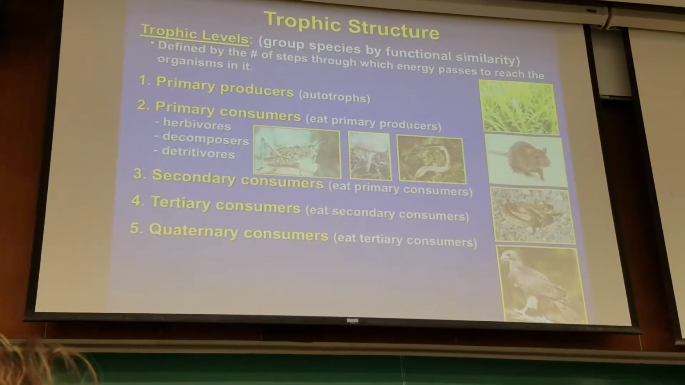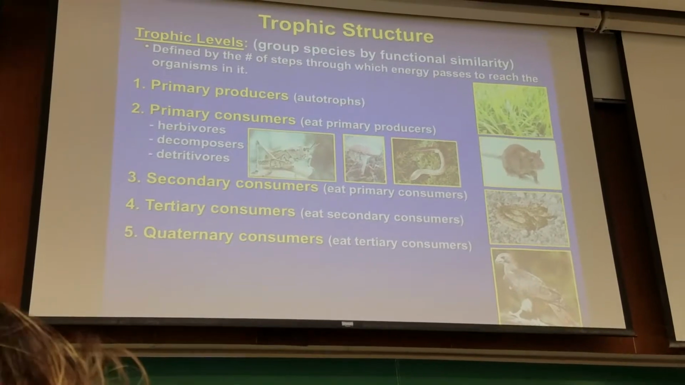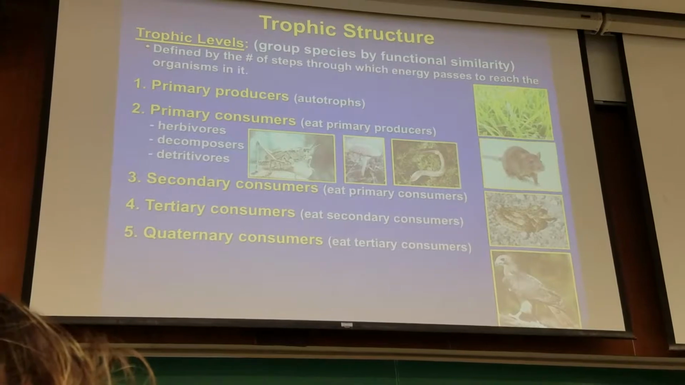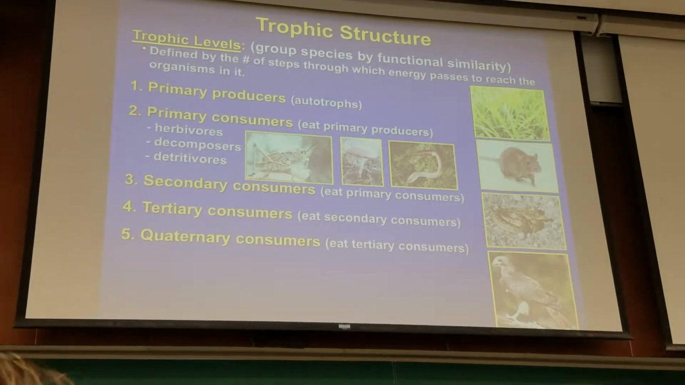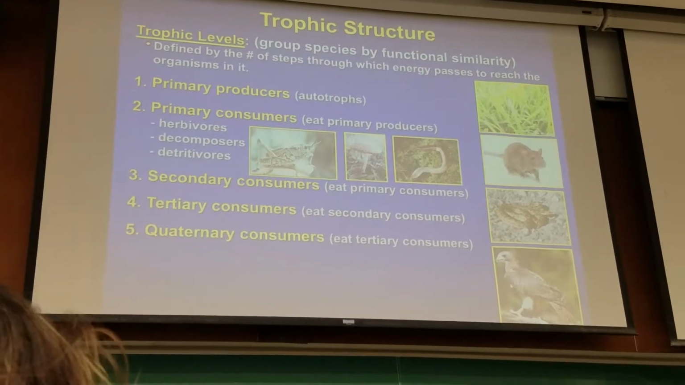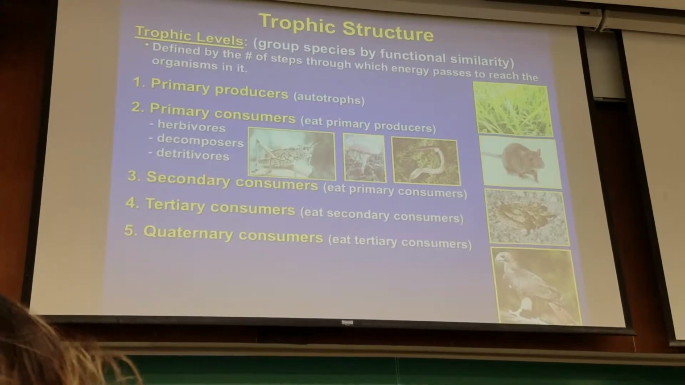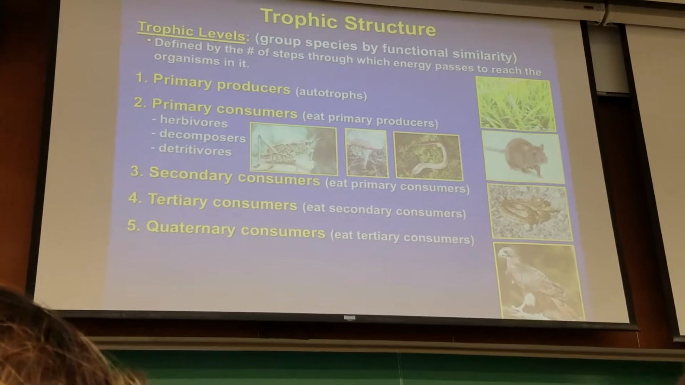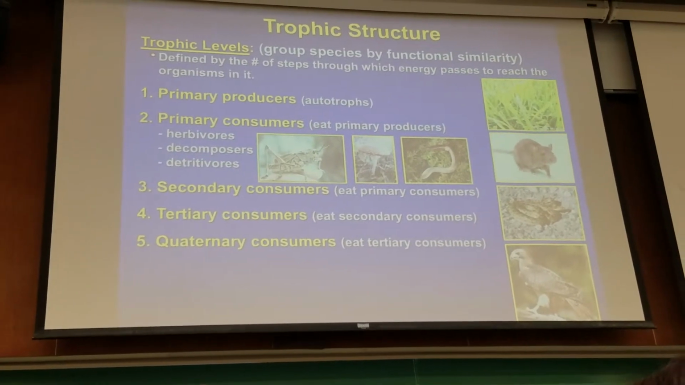So when we think about a trophic level, let's do a tight definition of it. A trophic level basically means that you group organisms by their functional similarity. It's defined by the number of steps it takes to get to you, starting from the primary, which is the energy source, in this case the sun. So the primary producers are the very first in the line. You have things that are taking sunlight energy.